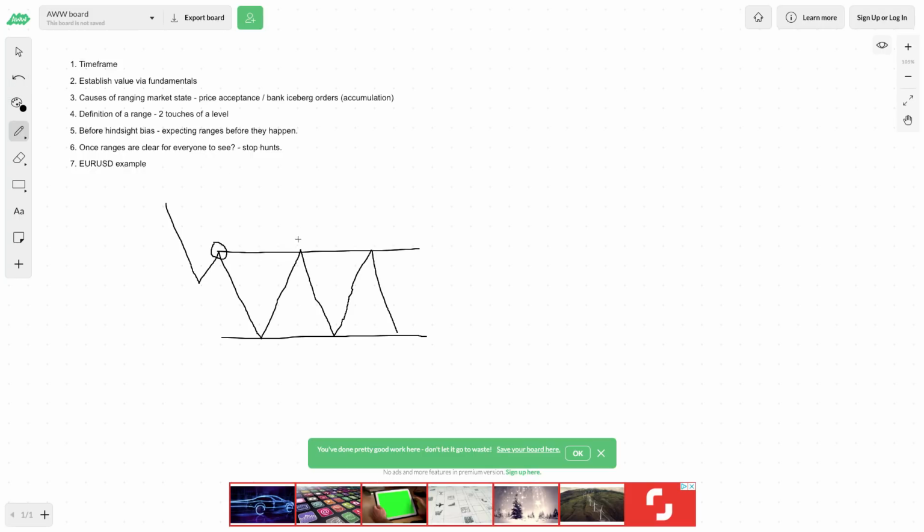So we expect ranges, and the definition of ranges is two touches of a level, so an obvious level, right? That being said, before hindsight bias, expecting ranges before they happen. I did cover that, as a matter of fact. So again, I'm always expecting a range to happen at a level of supply or at a level of demand. I'm always expecting prices to range at a demand zone, or at least bounce off of that area, right?